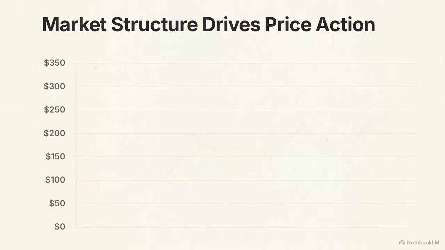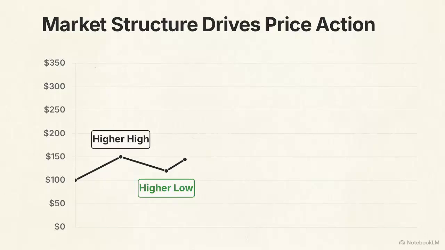This chart shows the architecture of a move, known as market structure. In an uptrend, the market builds itself through a sequence of higher highs and higher lows. It moves in waves, advancing and then pulling back without breaking its previous support. As long as each pullback holds above the previous low, the structure indicates that the underlying trend is healthy. These pivot points are the landmarks that tell us the character of the market hasn't changed.